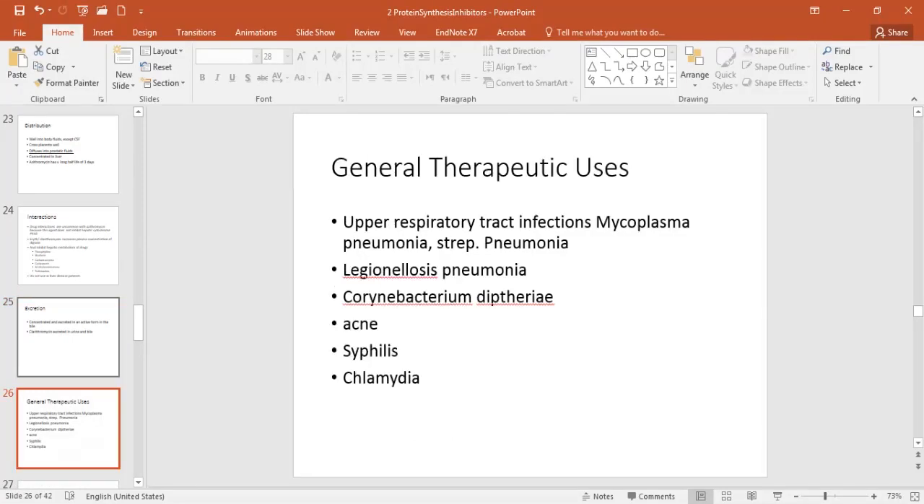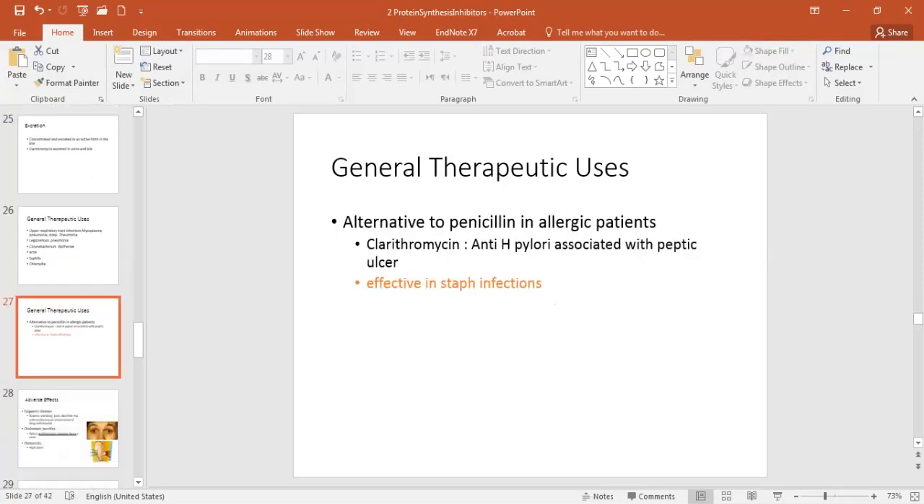What are the uses of macrolides? They are used in upper respiratory tract infections, such as mycoplasma pneumonia, streptococcus pneumonia, legionella pneumonia, and Corynebacterium diphtheriae. In general, regarding respiratory infections, macrolides are one of the best choice drugs. Also acne, as we said before, syphilis, a sexually transmitted disease or STD, and chlamydia. It is an alternative to penicillin in allergic patients.